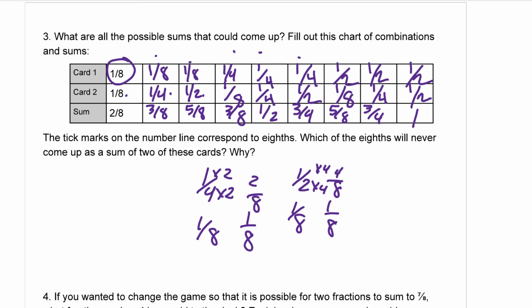Cool. Awesome. Now we have to answer the question. The tick marks on the number line correspond to eighths. Which of the eighths will never come up as a sum of 2 of these cards?